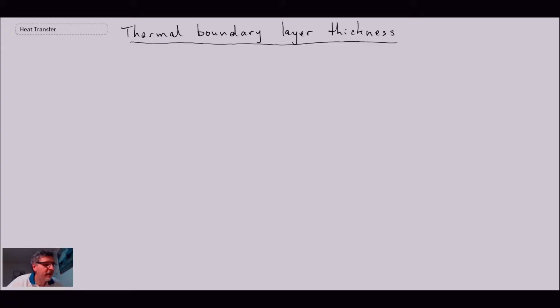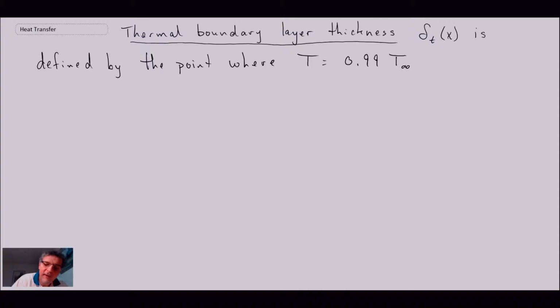And we're going to begin by looking at the thermal boundary layer thickness. Remember, we saw the boundary layer thickness itself, that was delta of x. Now here we will have delta T of x. And just like we said for the hydrodynamic or velocity boundary layer, this is defined as the point where we reach 99% of the free stream temperature. There may be other definitions for it, but that's one that we'll use here.